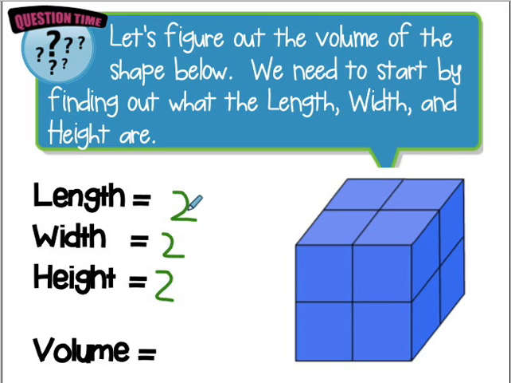And if we multiply 2 times 2, we get 4, and 4 times 2 is 8. So our volume is 8. And let's pretend these are inches, so we would write 8 inches cubed.